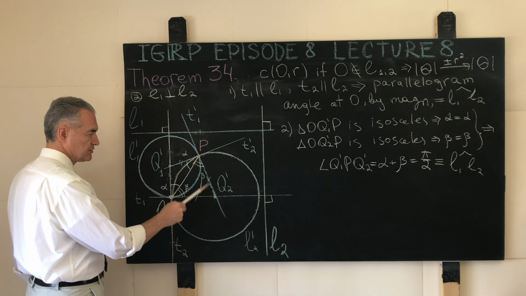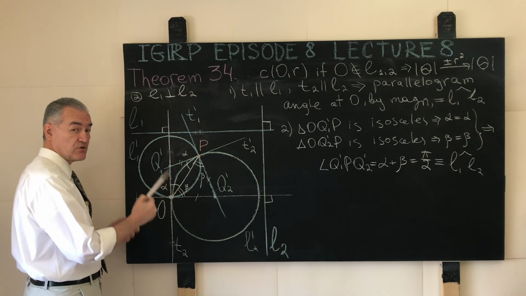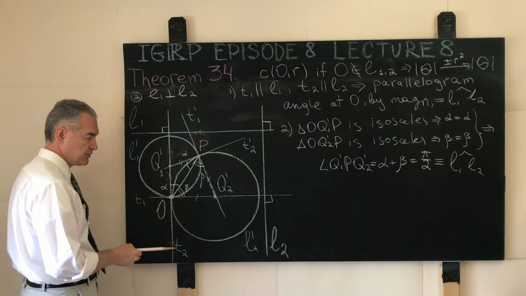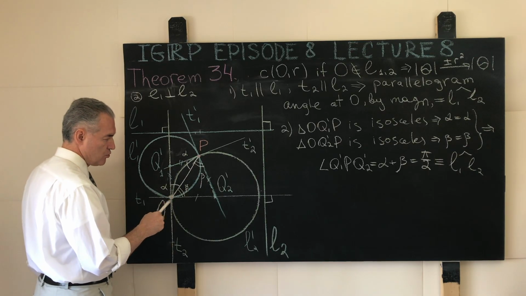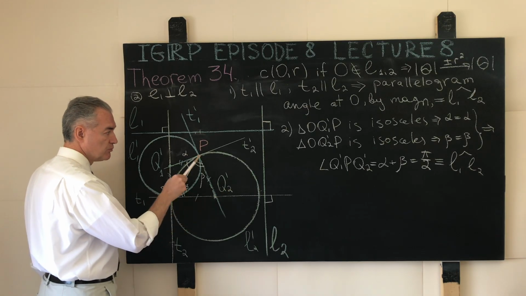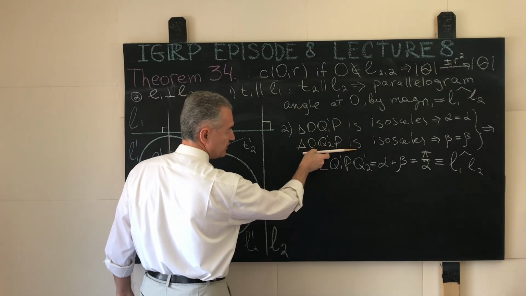Shared hypotenuse, equal angles by magnitude, which are right triangles. The remaining sides must be equal, and there you go. The triangle O Q prime 2 P must be isosceles.